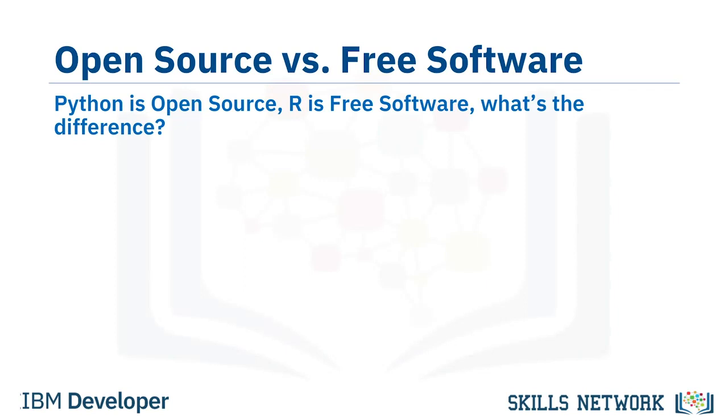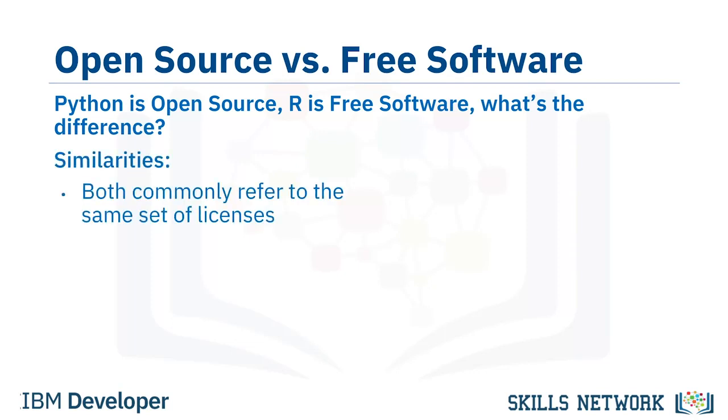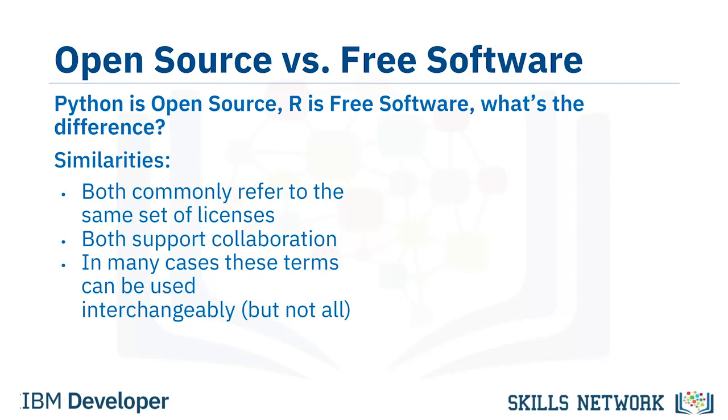Like Python, R is free to use, but it's a new project. Instead of being open source, it's actually free software. So, if Python is open source and R is free software, what's the difference? Well, both open source and free software commonly refer to the same set of licenses. Many open source projects use the GNU General Public License, for example. Both open source and free software support collaboration. In many cases, but not all, these terms can be used interchangeably.